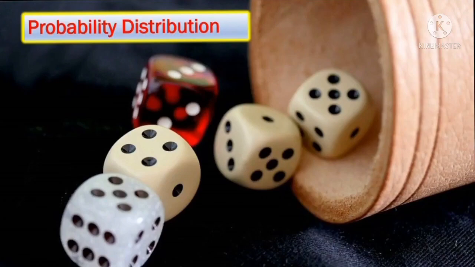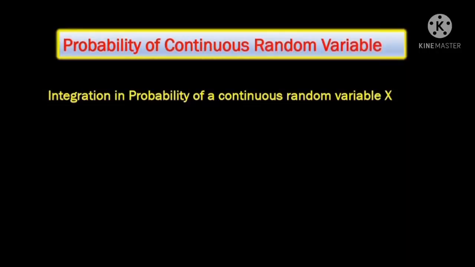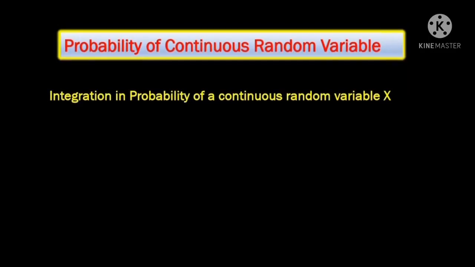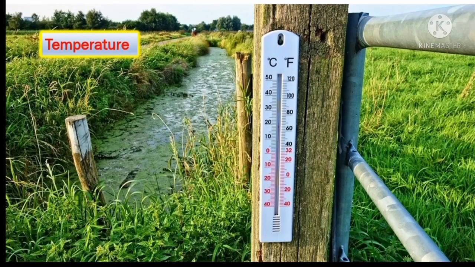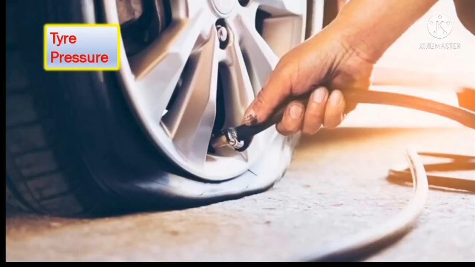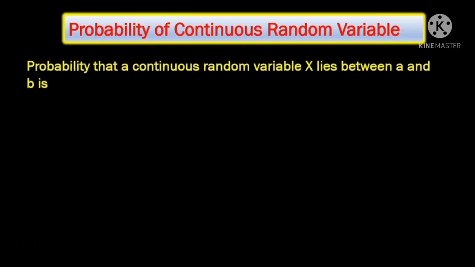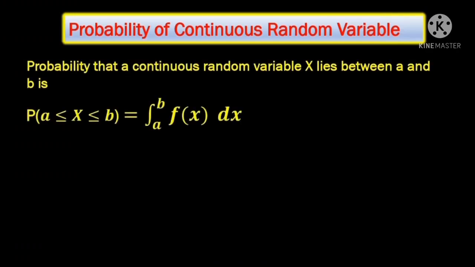An important application of integration lies in finding the probability. Let's see how. Friends, integration is very helpful to find the probability of a continuous random variable. Now, they are those variables that can take infinite number of possible values, for example, temperature, weight, tire pressure, and many more.